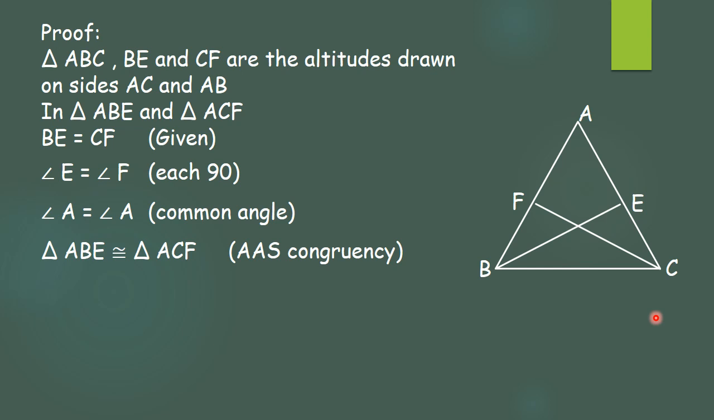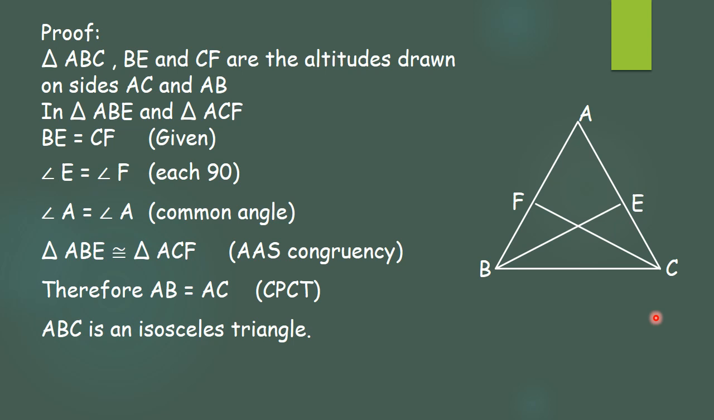That is, the first part has been proved. Now by CPCT, what will we get? AB will be equal to AC. That will be the CPCT. And as two sides of the triangle are equal, we can say that it is an isosceles triangle. And hence we have proved that result as well.